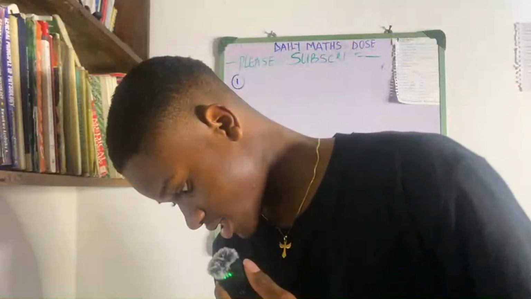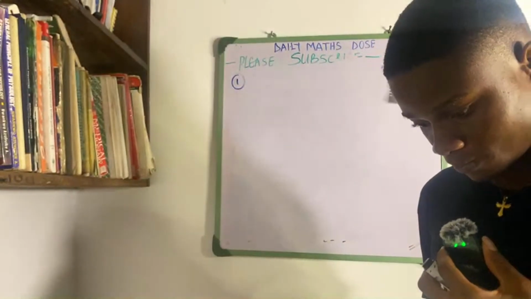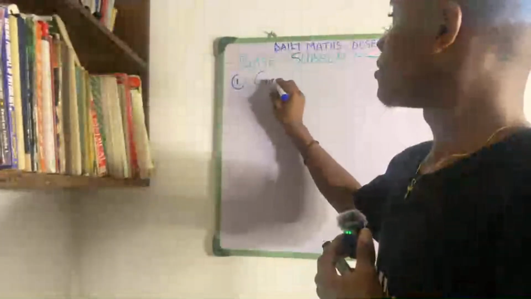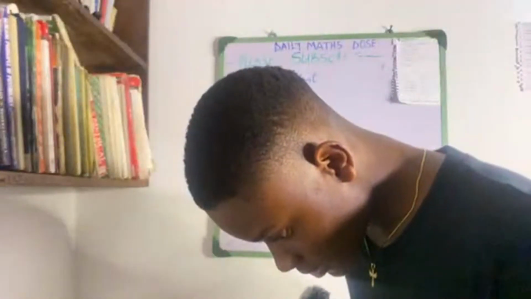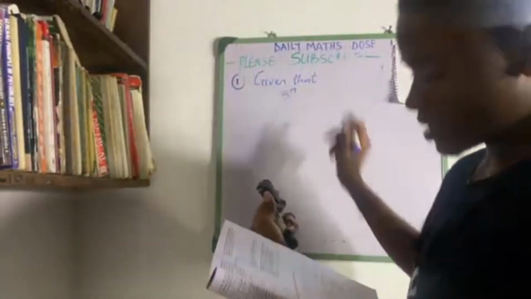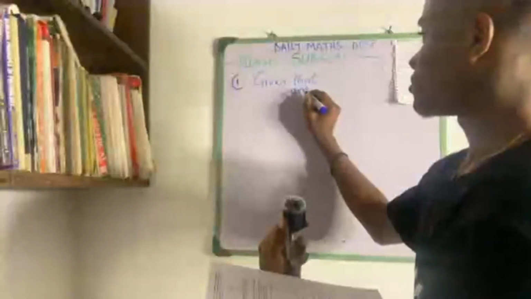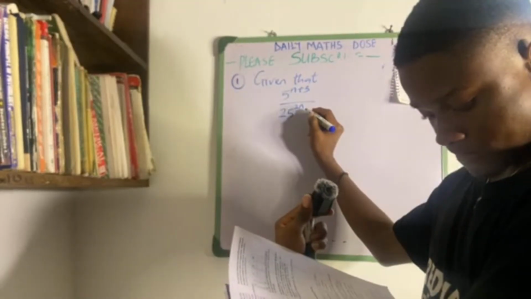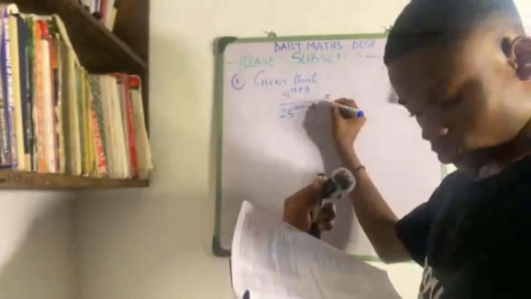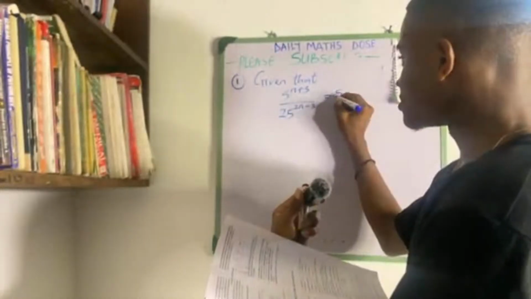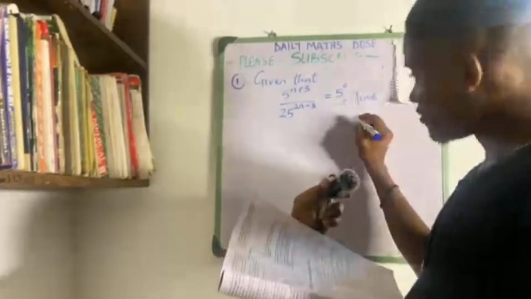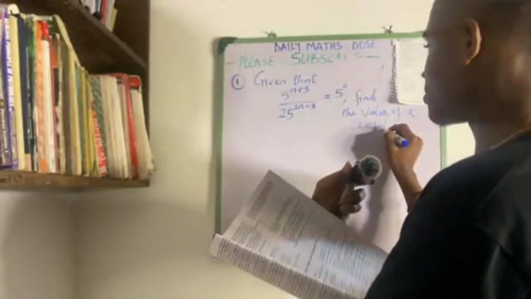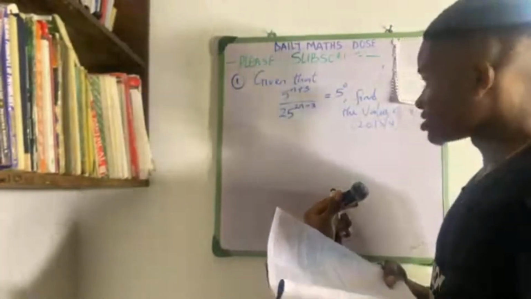The second question that we are going to solve today: given that 5 raised to power n plus 3 over 25 raised to power 2n minus 3 is equal to 5 raised to the power 0, find the value of n. This is question number 4.